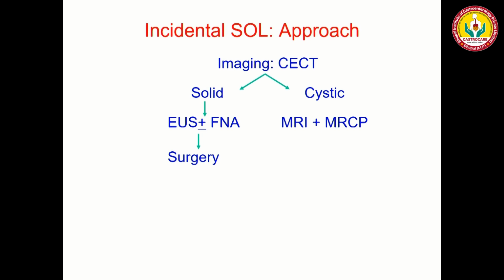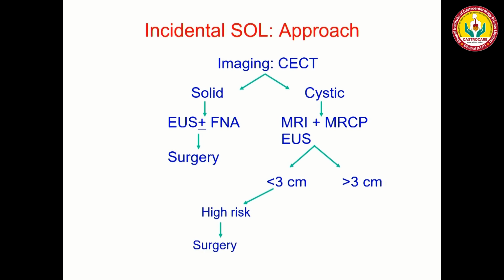If it's a cystic lesion, you do MRI for sure, and also you do EUS in almost all cases. And if it's less than 3 centimeters, no worrisome features, benign, follow up. But if you have high risk features, then consider surgery. If you have worrisome features, you may do EUS and FNA. And if it's a more than 3 centimeter lesion with either worrisome or high risk features, these patients require surgery.